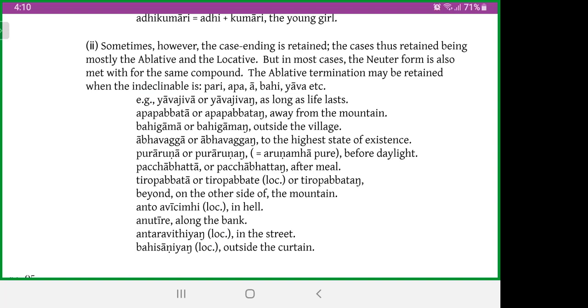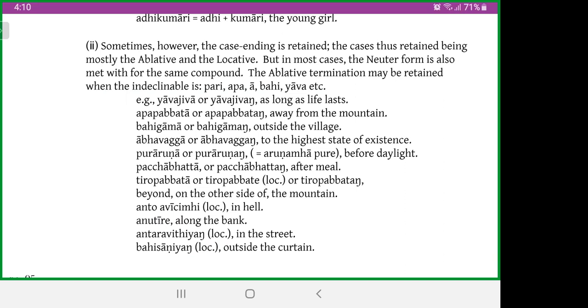Abawaga or abawagam, to the highest state of existence. Pura runa or pura runam, before daylight. Pacha bata or pacha batam, after meal. Tiro pabata or tiro pabatam, on the other side of the mountain. Anto awichim, locative, in hell. Anutire, along the banks. Antara vitiyam, locative, in the street. Bahi saniyam, locative, outside the curtain.